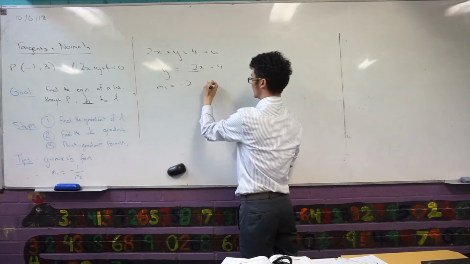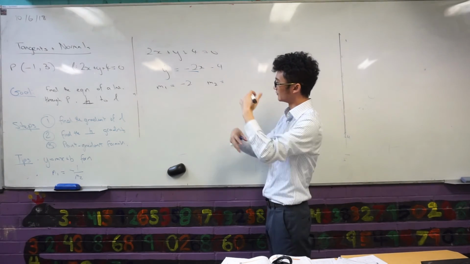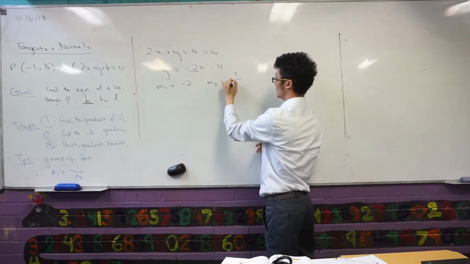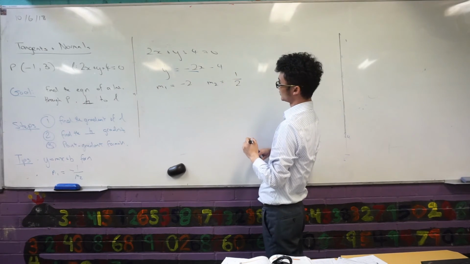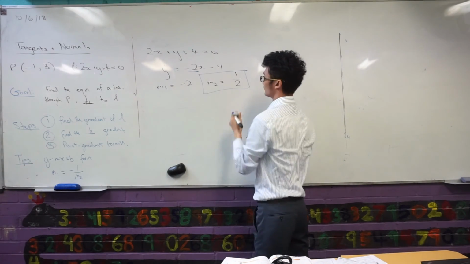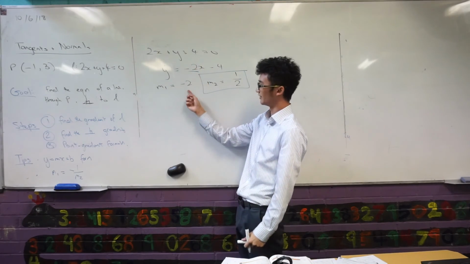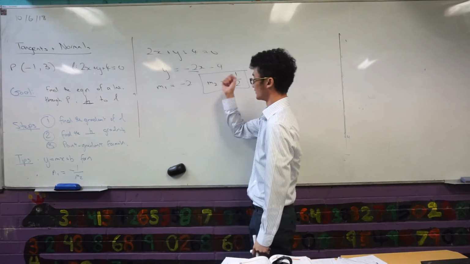So what's m2 going to equal? Half. So I want the negative reciprocal. Oh. Yeah. So half. That looks right to me. Okay. So you didn't get the same answer as well. Yep. So here's the first step. Find the gradient of L, which I did there already. Find the perpendicular gradient. I've done that now.